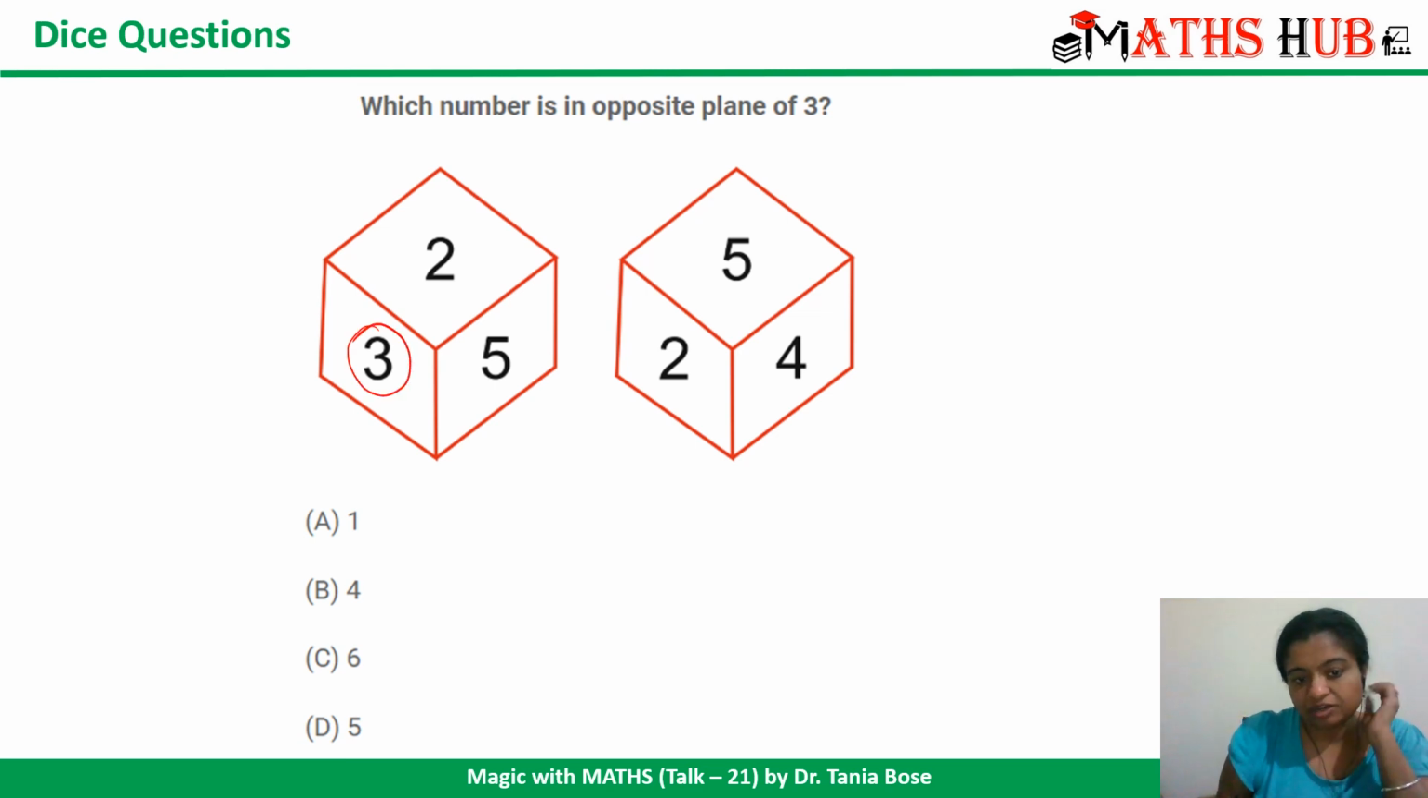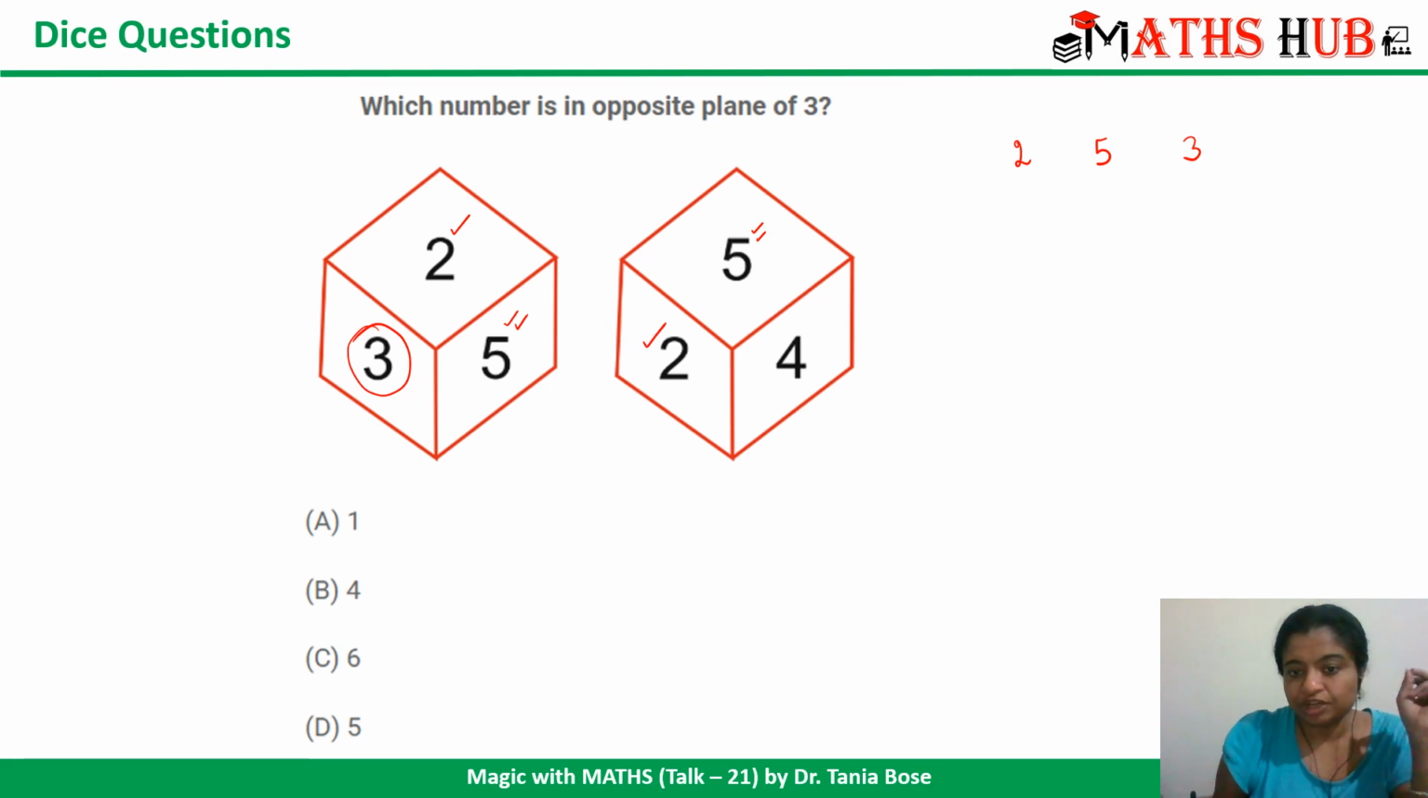If you check both the dice closely, you will see that there are two faces which are common. One is the face 2 and the second one is face 5. So what we will do is try to write the numbers shown on the first dice in any way, either in a clockwise manner or in an anti-clockwise manner. If I write it in clockwise manner, I will get 2, 5 and 3.